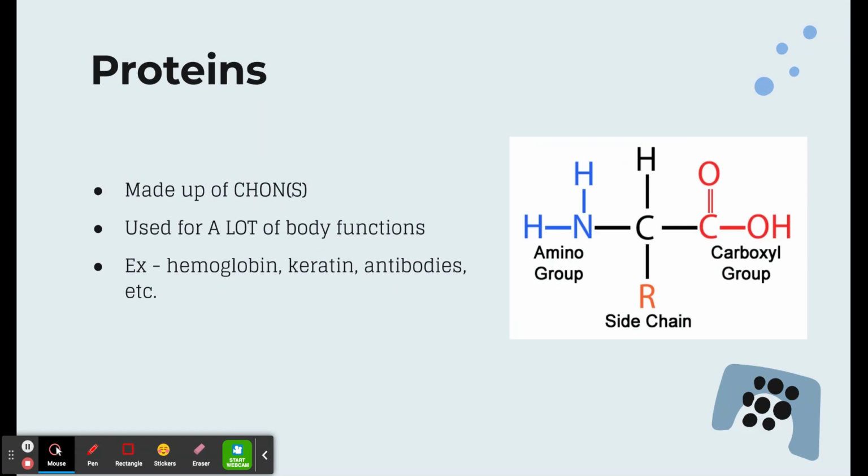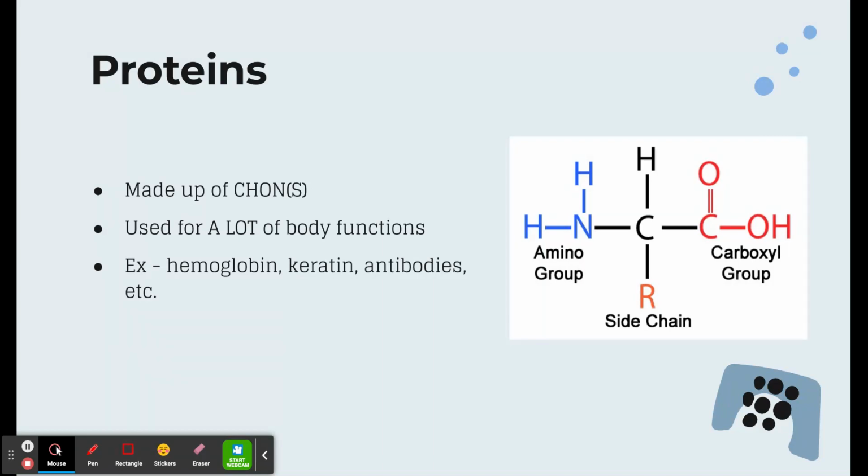Next is proteins, which are made up of carbon, hydrogen, oxygen, nitrogen, and sometimes sulfur. The structure of amino acids, which are the components that make up proteins, contain an N-C-C backbone, an amino group, a carboxyl group, and a variable R group. There are 20 different amino acids with different R groups, and this is where sulfur is found or not found.